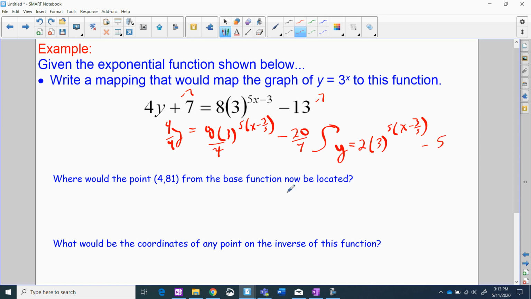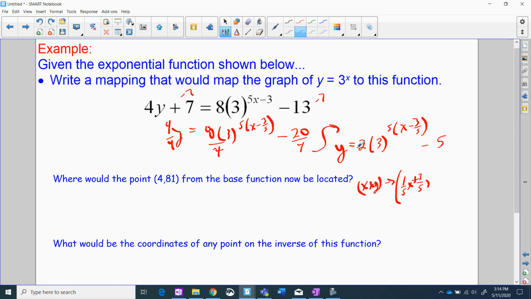So my mapping, (x, y), would map to, I'd have to take 1/5 of my x values, and move them right 3/5.